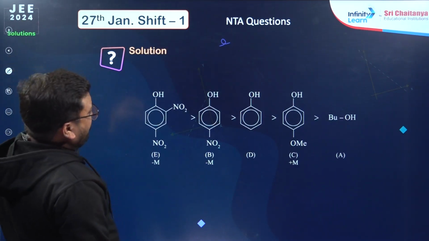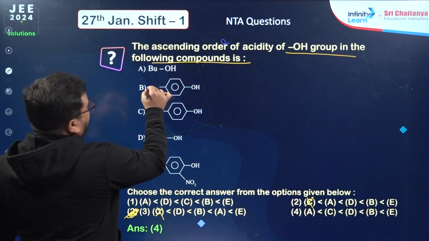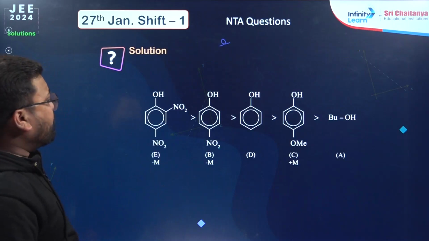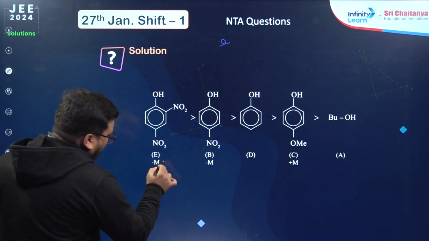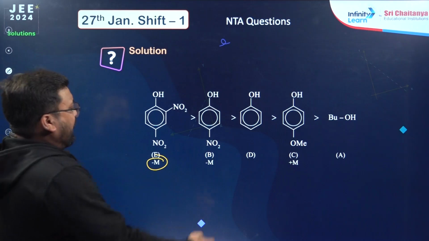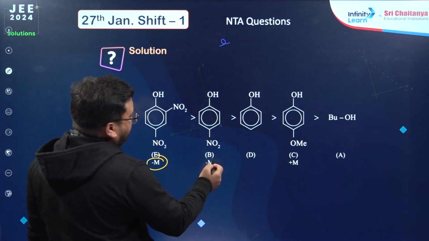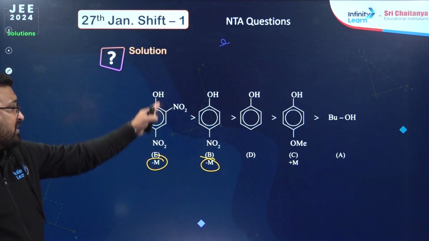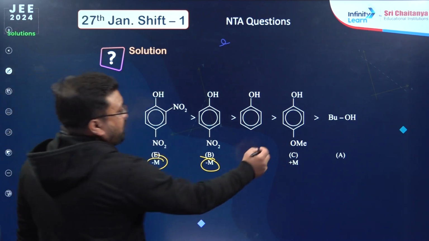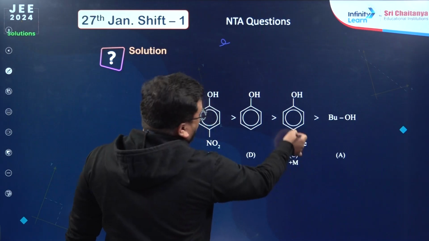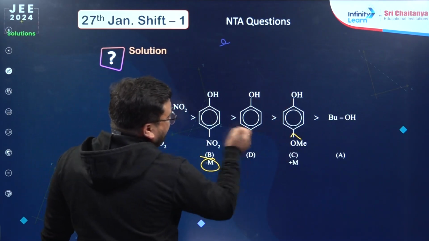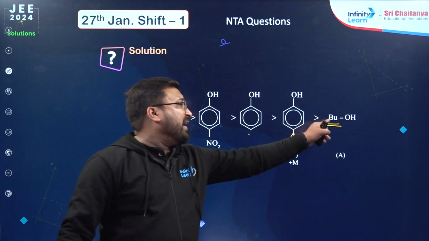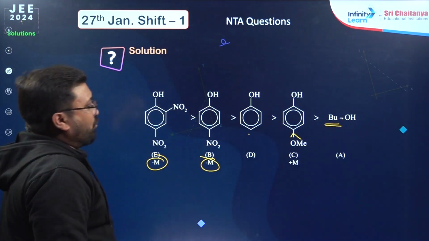I think there is one mistake, so please note it down. This is, I think, NO2. So there is NO2 in the B option. Try to find. This has the highest minus M effect. In this case there is also a minus M effect, but there is also a minus I effect of this, so this is a more powerful effect than this. This is the worst case, because it will donate the electron. This is even worse than this, because this will only increase the electron density. So what will be the order?